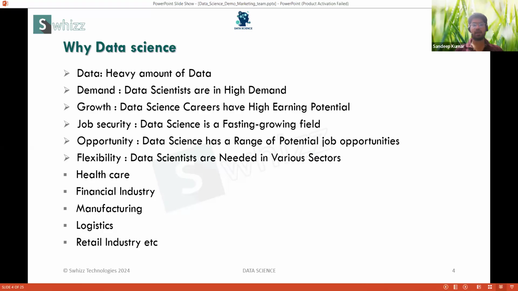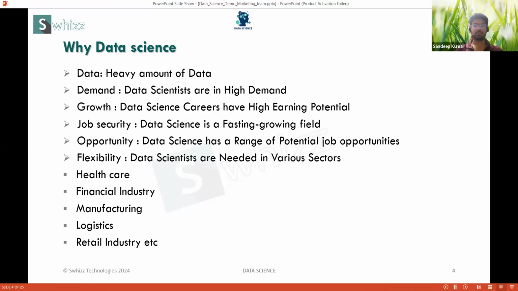And one more thing I want to highlight, frankly, when it comes to demand, data scientists, ML engineers, and AI engineers are very high in demand nowadays. Why? Because we have millions of data, so obviously the companies also want data scientists to work on that amount of data. In that scenario, they are very high in demand.